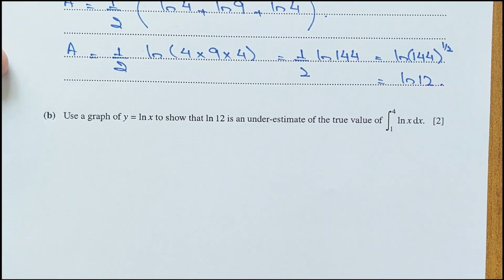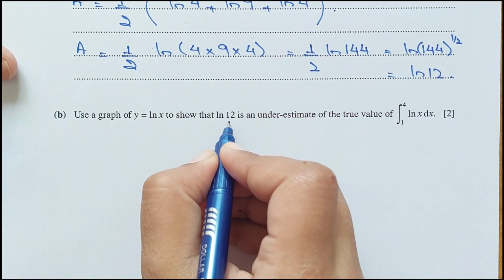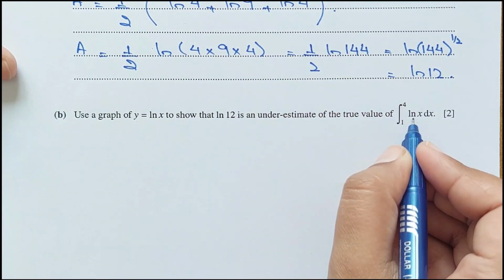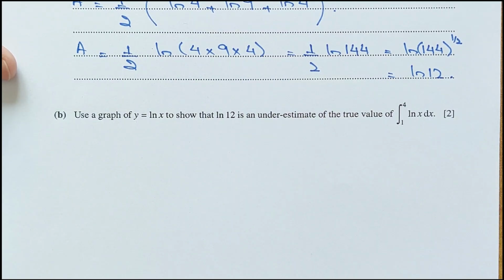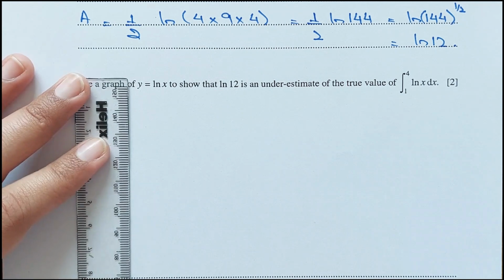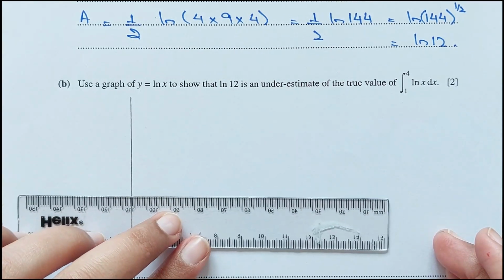Now for part B, use the graph of y equals ln x to show that ln 12 is an underestimate of the true value of the integral from 1 to 4 of ln x dx. Okay, let me sketch the graph for this between 1 and 4.